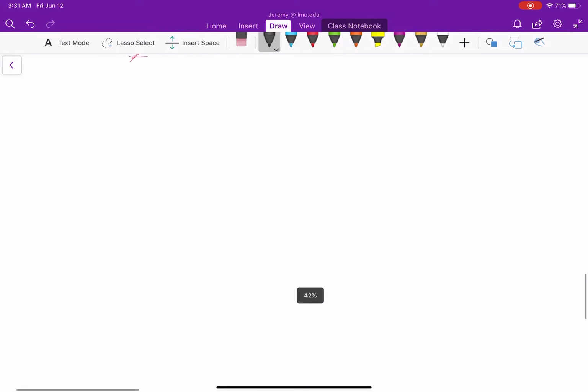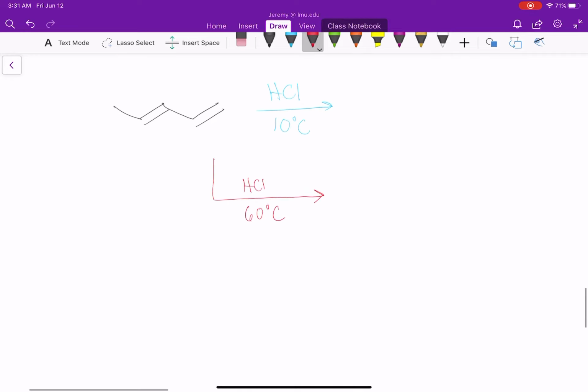All right, so I'd like for you to look at an example here. What I'm going to do is draw another example. What would the major product be if we attack this with HCl at 10 degrees Celsius? What is the major product we form with HCl at 60 degrees Celsius? Okay. And I'm going to do the first step for you because I just want to reiterate how you have to protonate, all right?